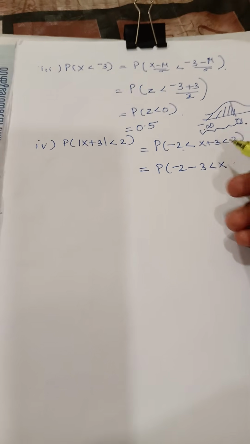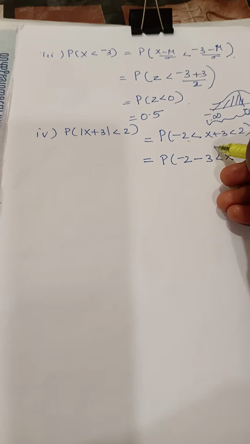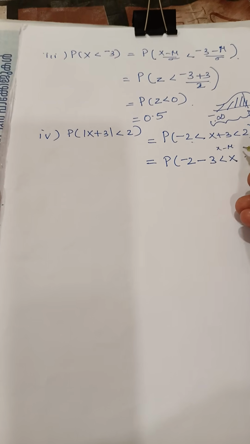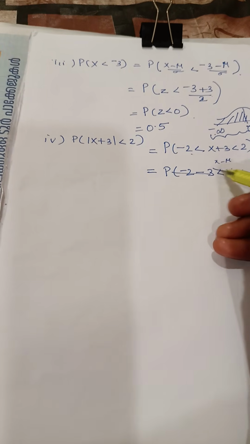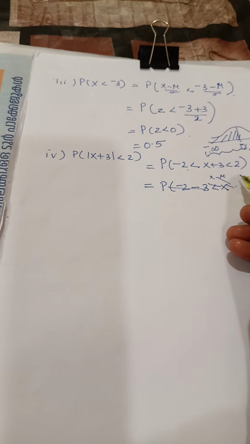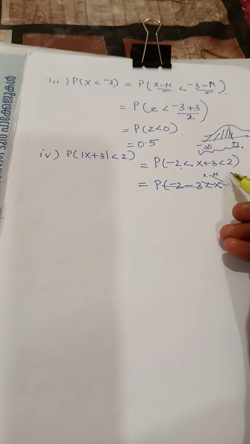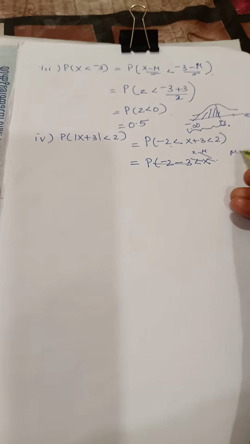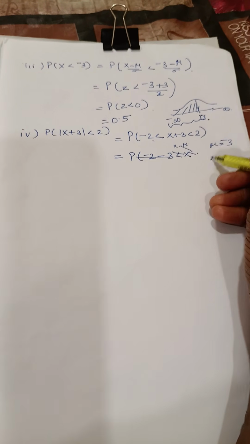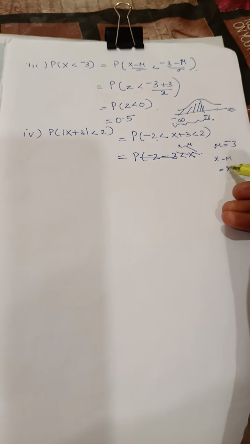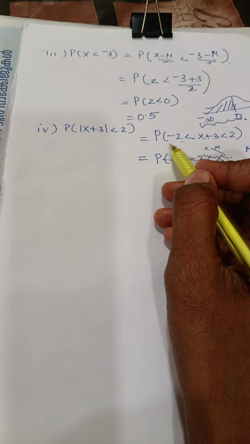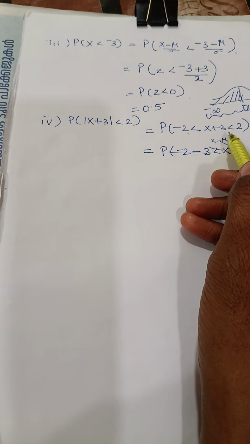Or otherwise we can say that, what is this? This is x minus mu, right? Because mu is minus 3, so minus of minus is plus. So there is no need to do this. We have to just divide this by sigma. The reason is that we have mu as minus 3, so x minus mu is x minus minus 3, that is x plus 3. So this is itself x minus mu. So when you divide this, this will be standardized.